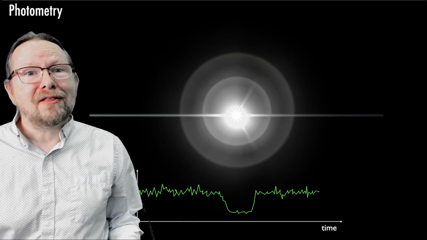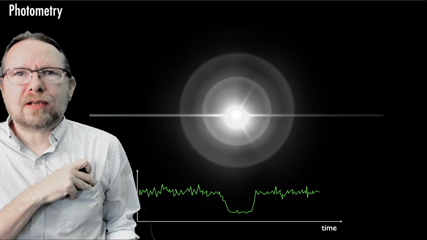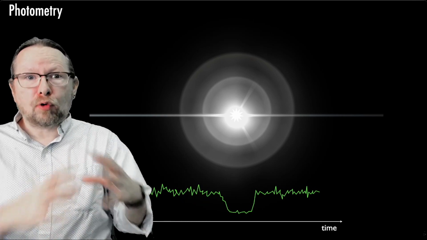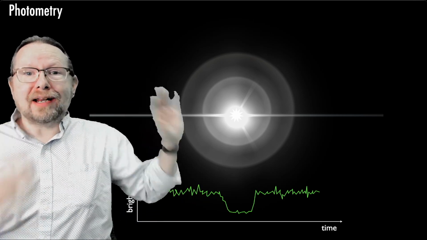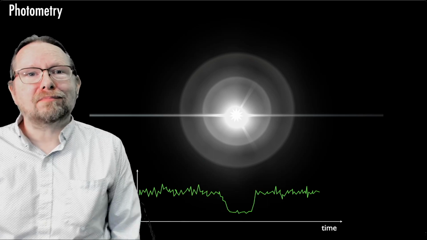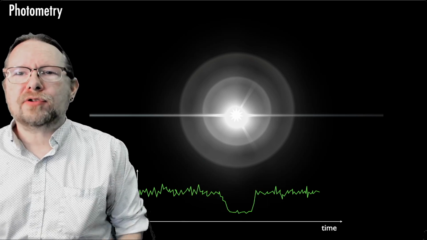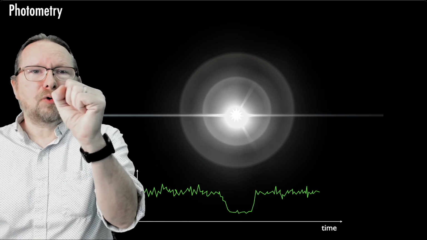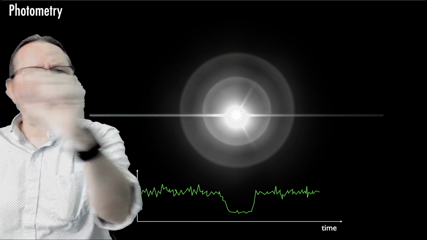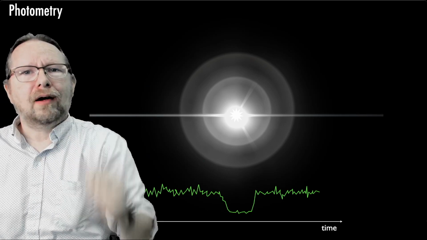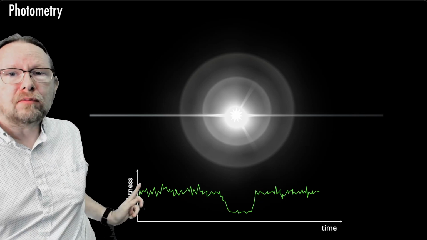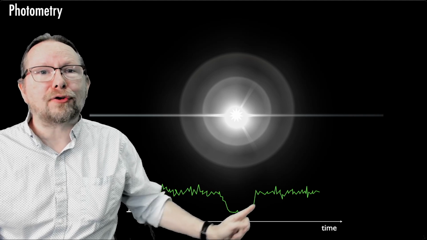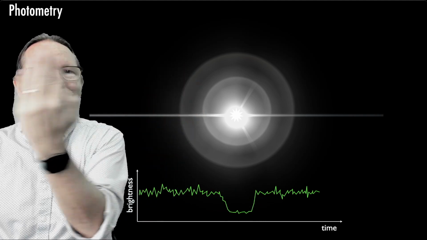Now, again, this way of looking for planets is better for big planets, right? Because the bigger the planet is, the more light it's going to block of the star. It's also better for planets that have a relatively short orbit around their star, because otherwise, you'd have to watch that star for 10, 20, 30 years to catch that planet passing in front of it.